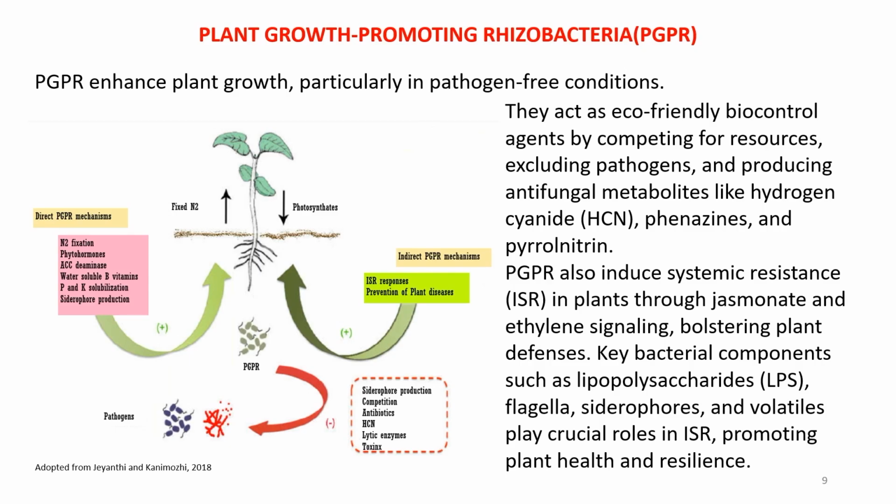So, you can see here that PGPR can help directly by carrying out nitrogen fixation, releasing phytohormones, ACC-deaminase and water soluble B vitamins, P and K solubilization, mineral solubilization, and siderophore production. And they also help by indirect mechanisms where they generate ISR responses, prevention of plant diseases, and also the control of pathogens.